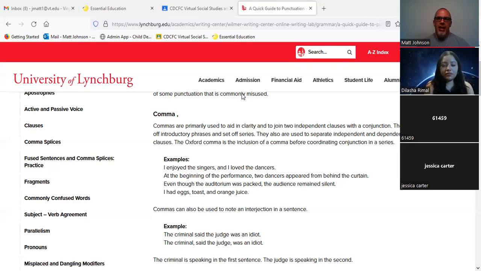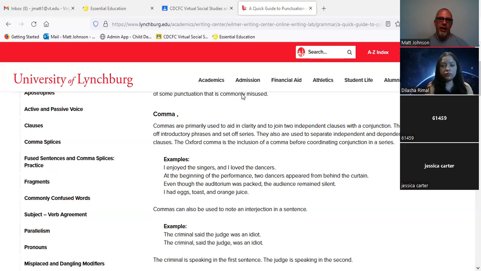And then the next one, at the beginning of the performance, that's an introductory phrase. The independent clause comes after that: two dancers appeared from behind the curtain. You have a complete sentence there. The introductory phrase is telling you when this happened, comma, two dancers appeared from behind the curtain. So you separate that with a comma.